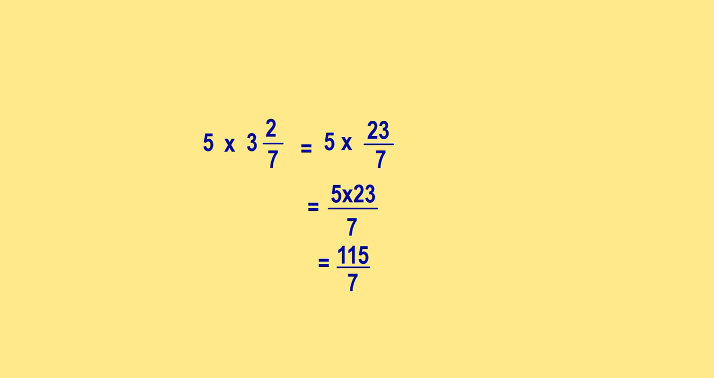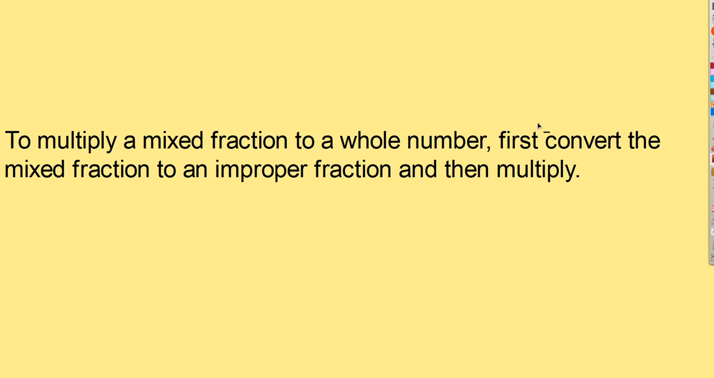Now you change 115 by 7 into a mixed fraction. That is 115 by 7 is equal to 16 3 by 7. So this is the way you have to multiply a whole number into a mixed fraction. So to multiply a mixed fraction by a whole number, first convert the mixed fraction to an improper fraction and then multiply. Fraction as an operator of.